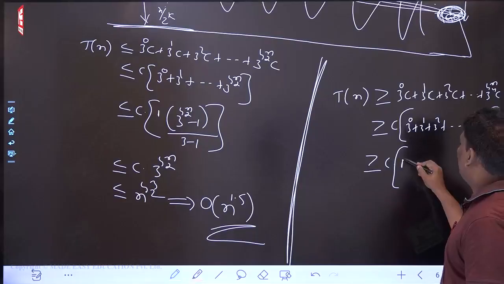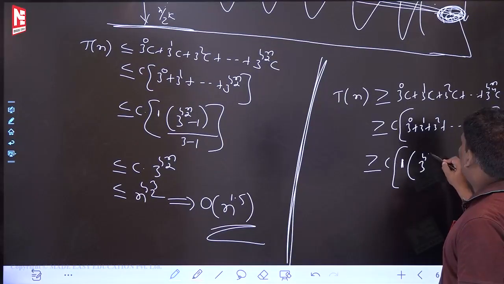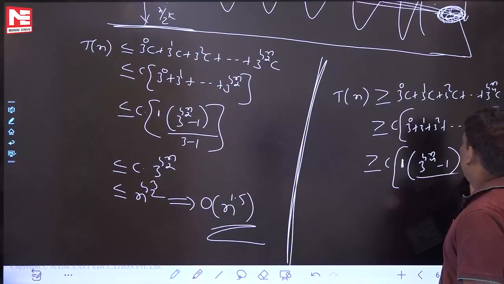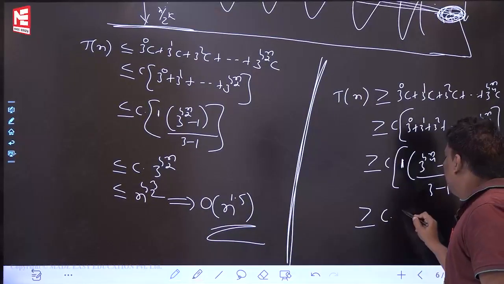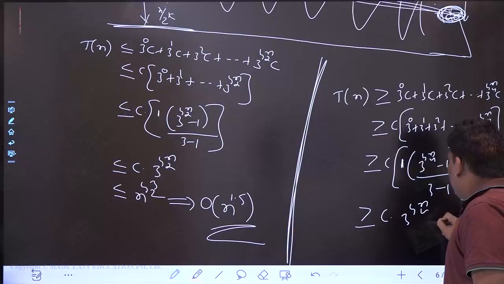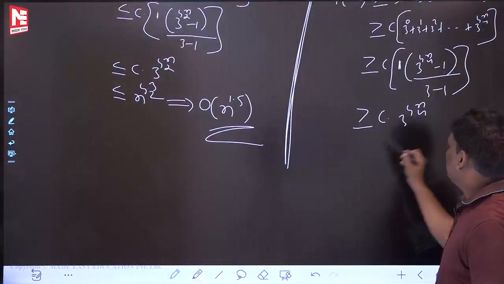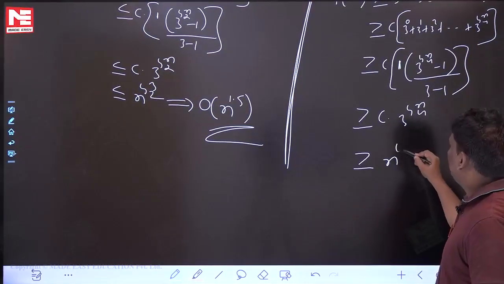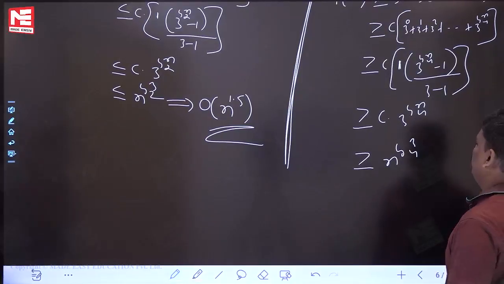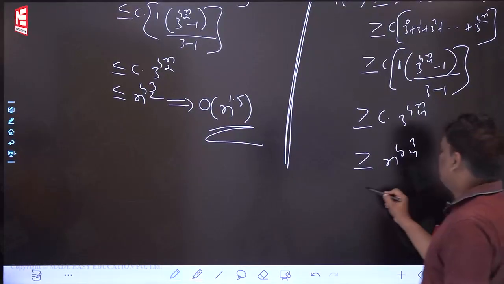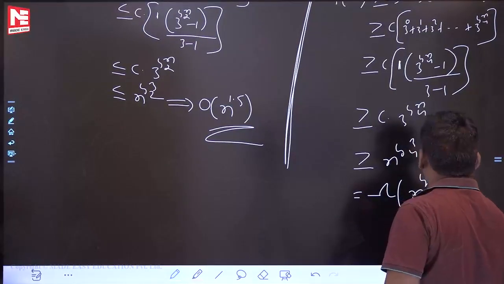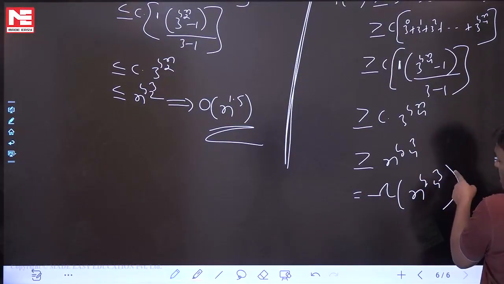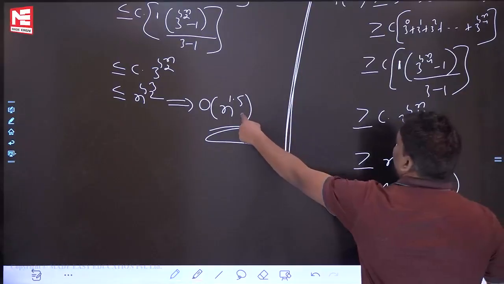So what is the a? 1. R power 3 power log n base 4 minus 1 by 3 minus 1. Forget about the small thing. It will go to c into 3 power log n base 4. This will go to, what is the answer? N power log 3 base 4. So it is omega of n power log 3 base 4. Log 3 base 4 is going to be 0 point something, while the other is going to be 1 point something.